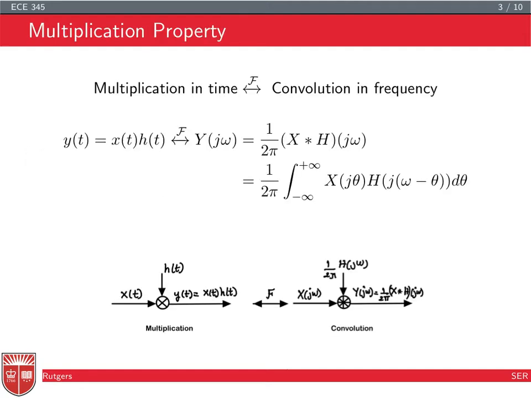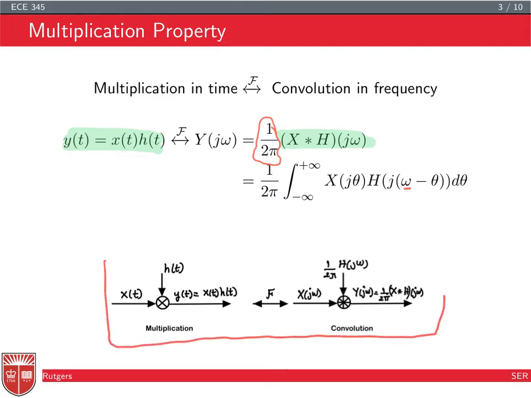The multiplication property says that multiplication in the time domain is equal to convolution in the frequency domain, and don't forget about this scaling factor, which is 1 over 2 pi. If you're wondering why we have this, it's because we're using omega as our frequency. In a pictorial way, this graph shows this equivalence: multiplication in the time domain is equal to 1 over 2 pi times convolution in the frequency domain.